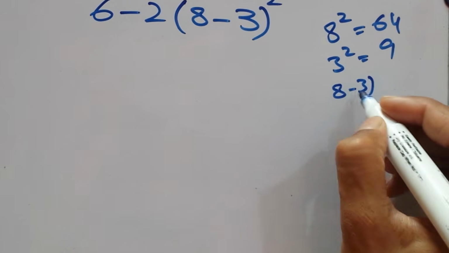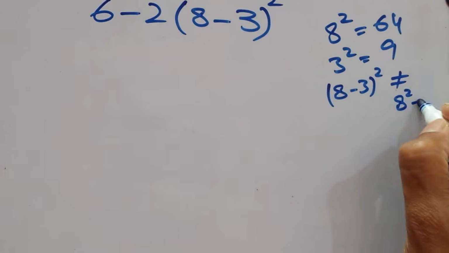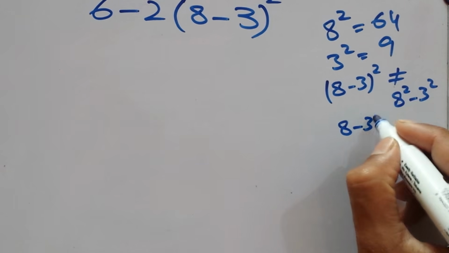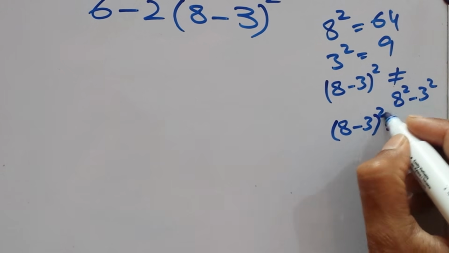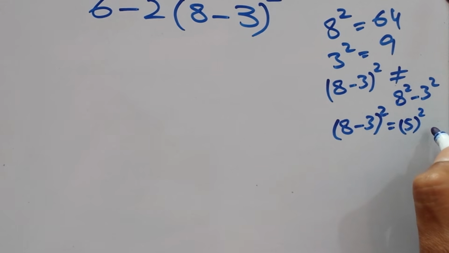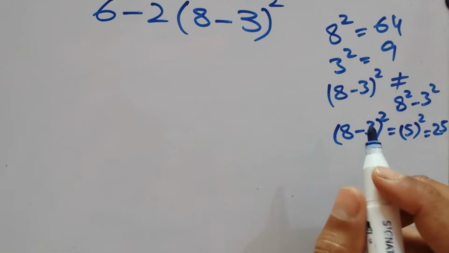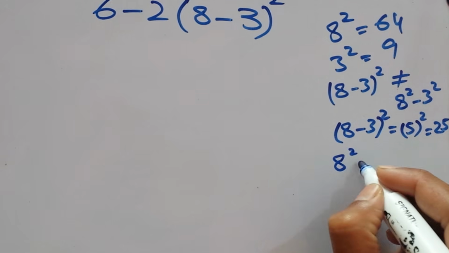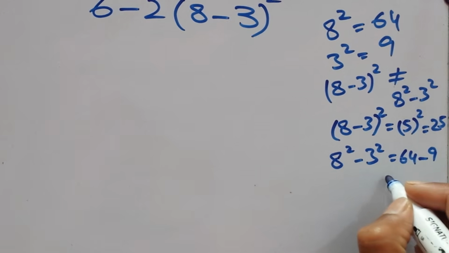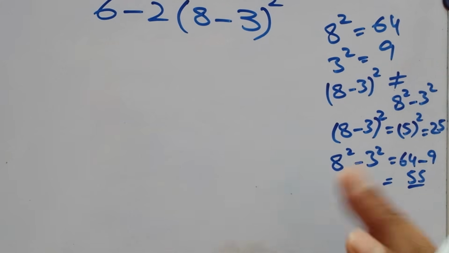(8 minus 3) whole squared is not equal to 8 squared minus 3 squared. Instead, (8 minus 3) whole squared equals 5 squared, which equals 5 times 5 equals 25, right? While 8 squared minus 3 squared equals 64 minus 9 equals 55. So they give different results.